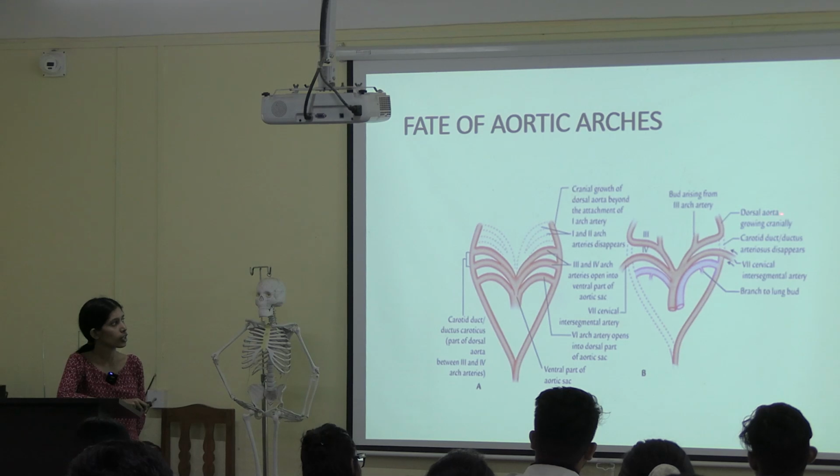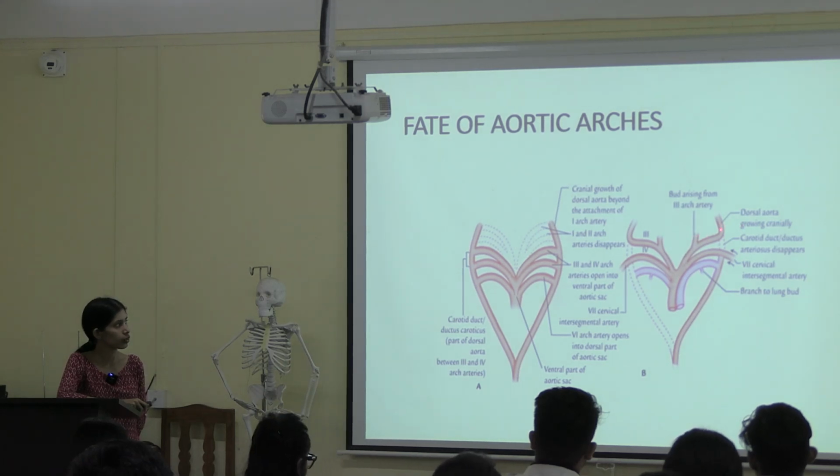Here it is, the dorsal aorta growing cranially. So, this comes and attaches with your third aortic arch. Now, this gives rise to your internal carotid artery. So, this is your external carotid artery, this is your internal carotid artery. This part will become the common carotid artery.